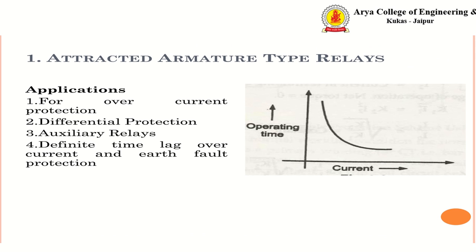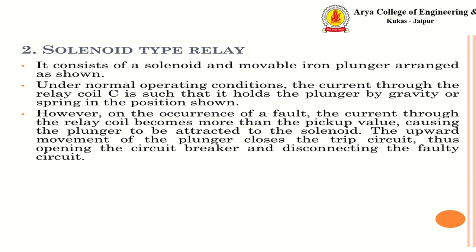Attracted armature type relay applications are overcurrent protection, differential protection, auxiliary relays, definite time lag overcurrent, and earth fault protection scheme. As we see in the diagram, as the fault current value increases, the operating time decreases, and that is how this type of relay works. Solenoid type relay.